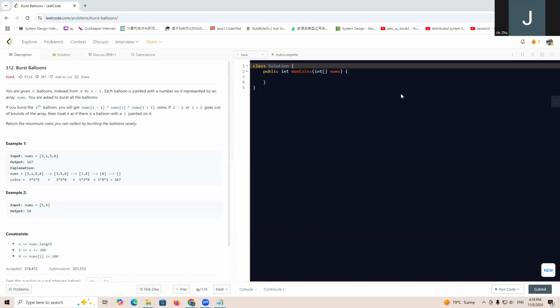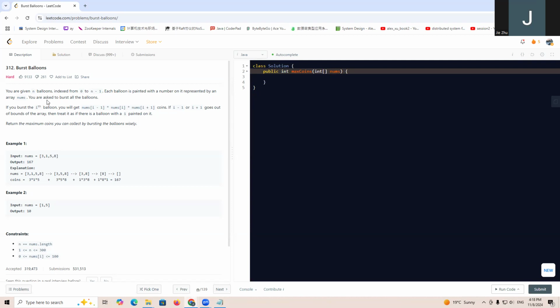Let's go through LeetCode 312, Burst Balloons. So we are given n balloons, indexed from 0 to n minus 1. This n is actually the length of this nums array. And each balloon is painted with a number on it. For example, nums[0] will be the number on the balloon, balloon i's value.